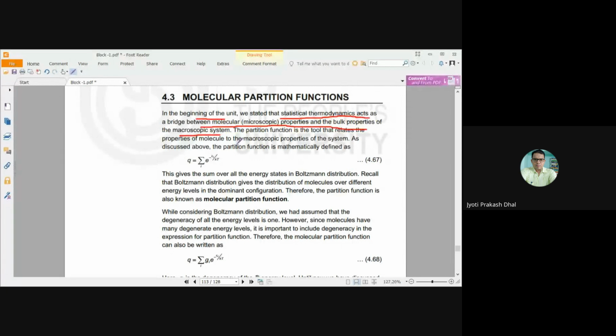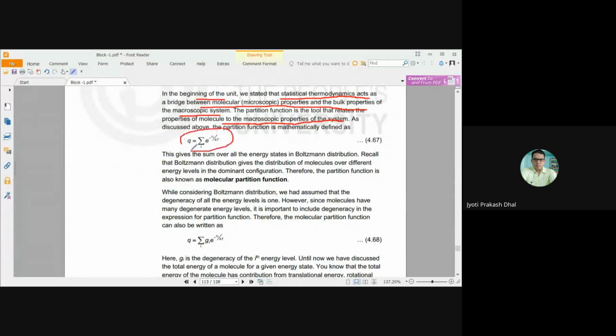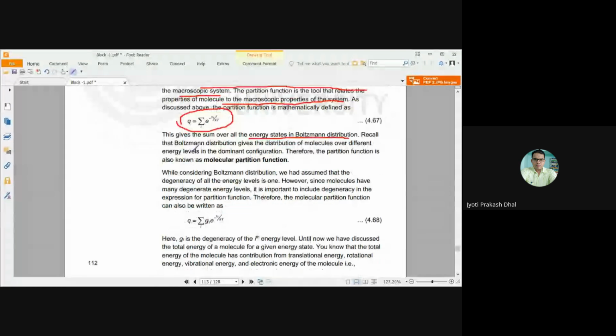The partition function relates the properties of the molecule to the microscopic properties of the system. As discussed above, the partition function is mathematically defined as Q equals the summation of e to the power minus epsilon i by kT. This gives the sum over all the energy states in the Boltzmann distribution. Recall that the Boltzmann distribution gives the distribution of molecules over different energy levels in the dominant configuration. Therefore, the partition function is also known as the molecular partition function.